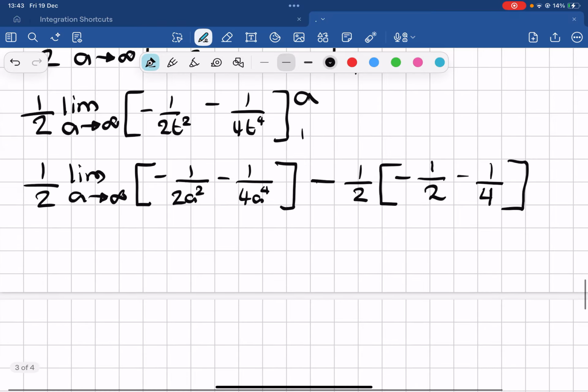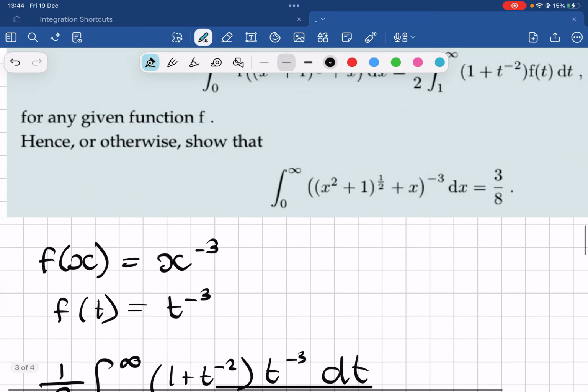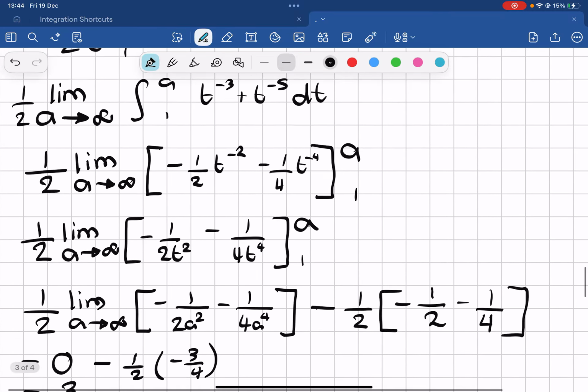So let's quickly evaluate our a's. We're saying minus 1 over a really large number, which is essentially just 0, minus 1 again over a really large number, 0. So all of this is 0. So we've got 0 minus a half minus a quarter, which is minus 3 over 4. So minus a half times minus 3 over 4 is 3 over 8. If you go back up, this is now shown.